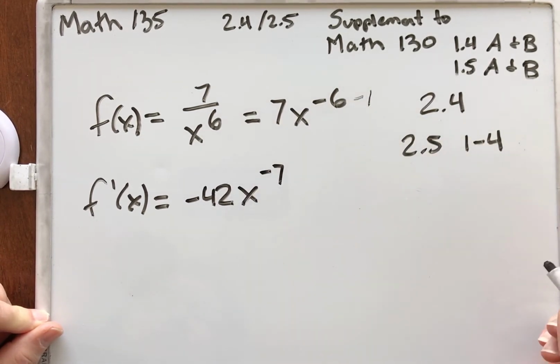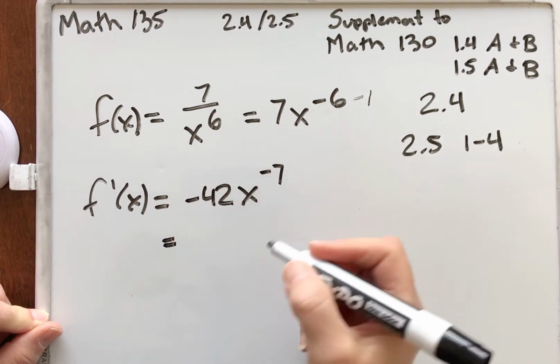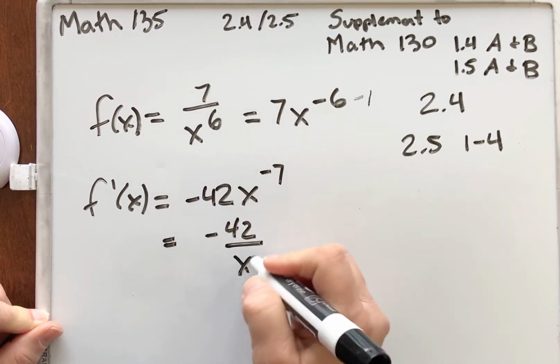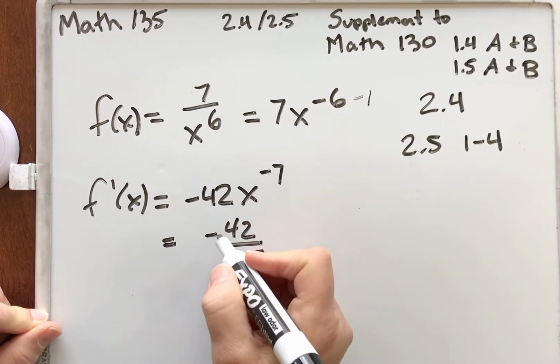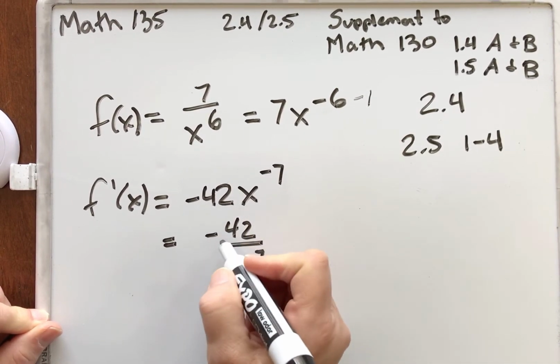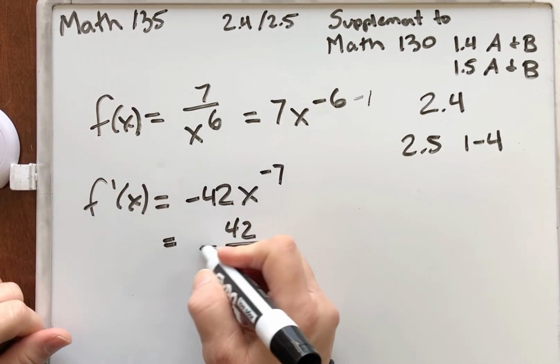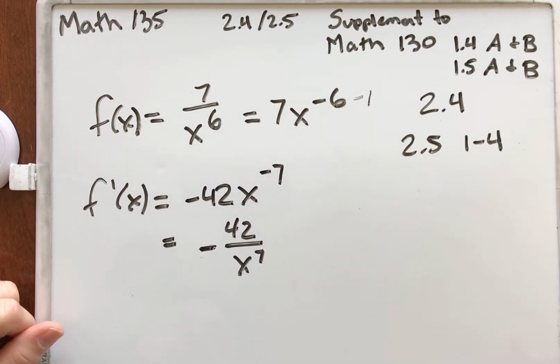So there's our answer. If they want you to have it so you don't have any negative exponents, we can have negative 42 over x to the 7th. Now they may want it where you put the negative on top in the numerator, or you can just take the negative and have it outside. This is most likely how they'll accept it. Okay, let me give you one more.